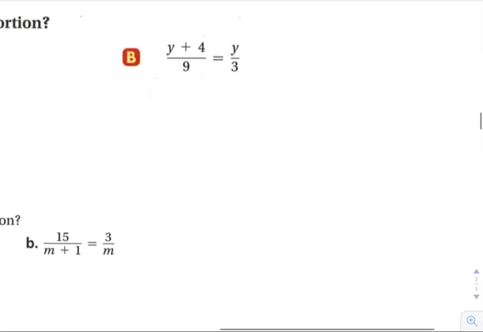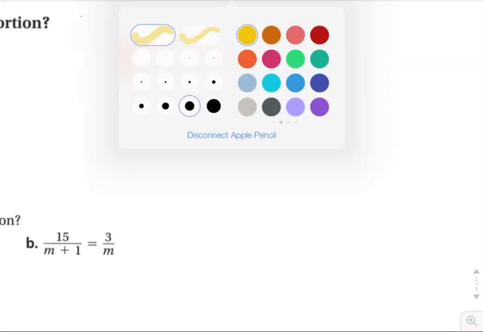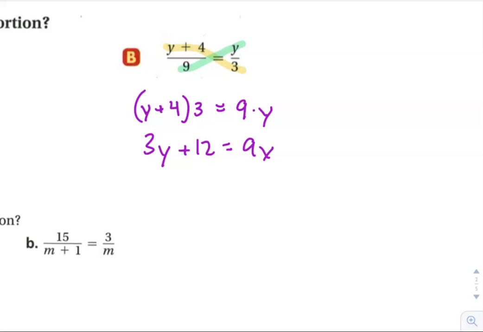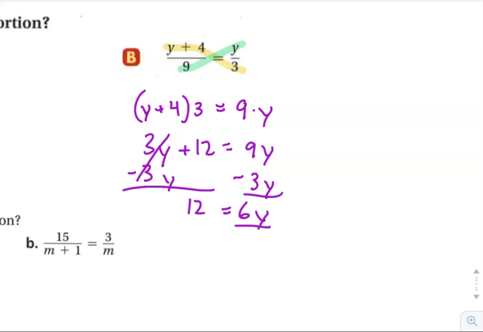This one, where we have y showing up in 2 places, that's okay. We'll still apply the cross products property. So I'm going to set those equal. So y plus 4, the entire quantity times 3. So just make sure you're multiplying y and 4 times 3 equals 9 times y. Distribute the 3, you get 3y plus 12 equals 9y. Subtract 3y on both sides. Oh wait, sorry, that looks like an x. 9y, there we go. Subtract 3y. Get 12 equals 6y, and then divide by 6. y equals 2.